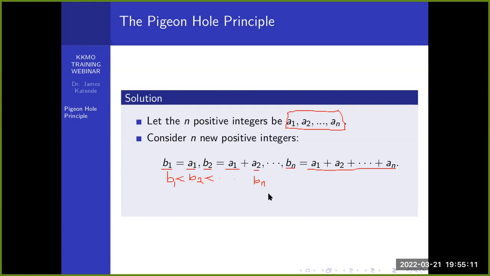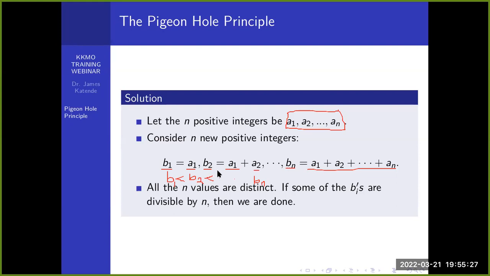Now, the claim is that we need to find a subset of the original set which is divisible by n. So we have two cases that arise. One case is where at least one of these numbers, some B_i out of that set, is divisible by n. If that happens, then our work is done.